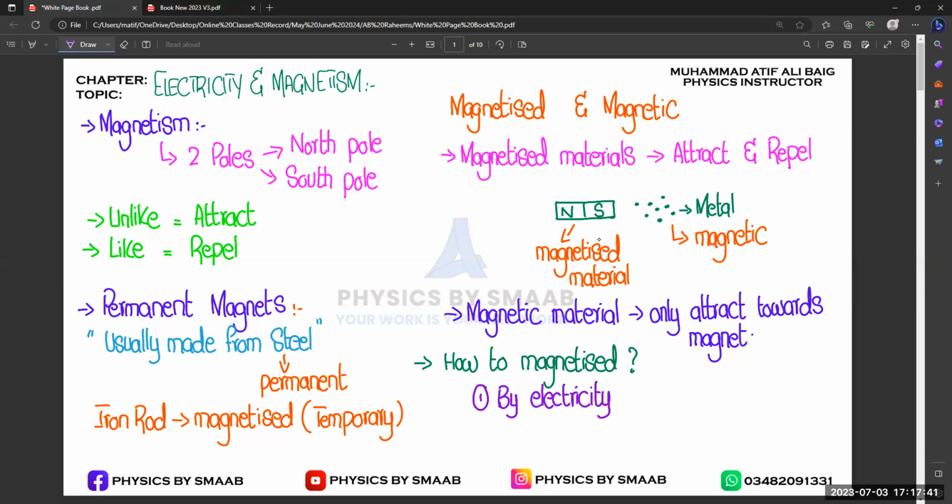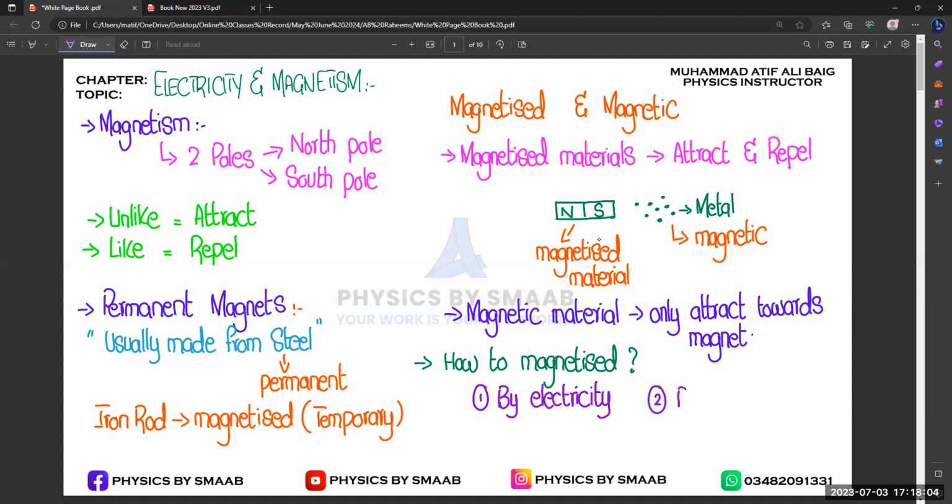because we know the concept of electromagnetism and we know that electric property and magnetic property can replace each other, right? We can use a magnetic property in place of electrical property, and we can also use electrical property in place of magnetic property. So by means of electricity we can easily magnetize any material, right?